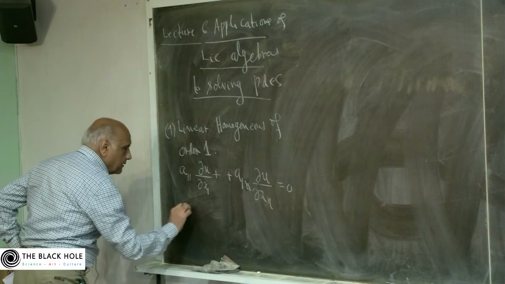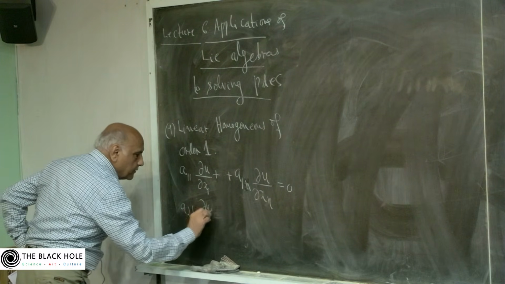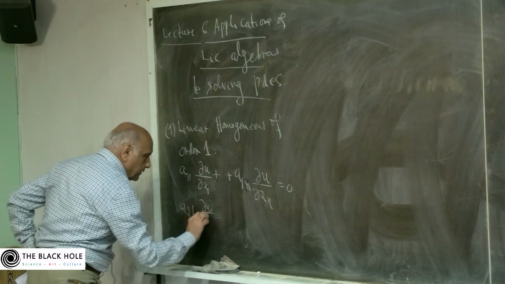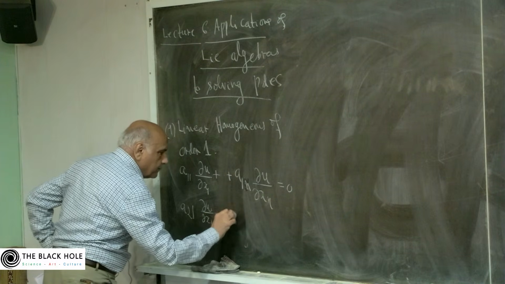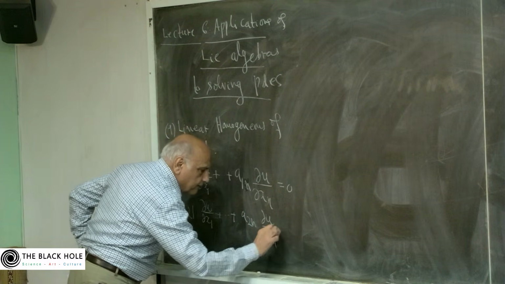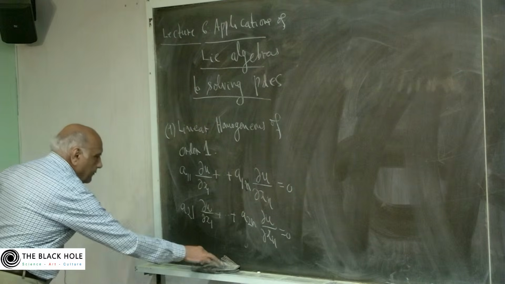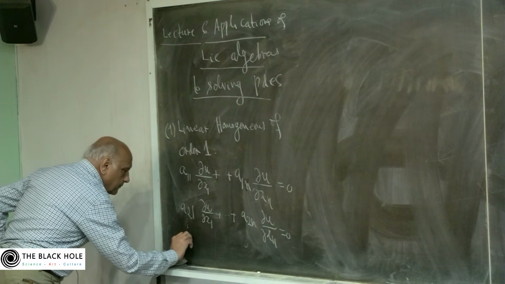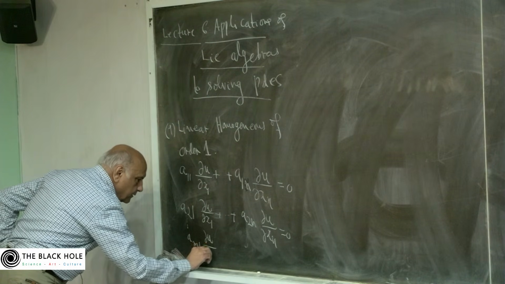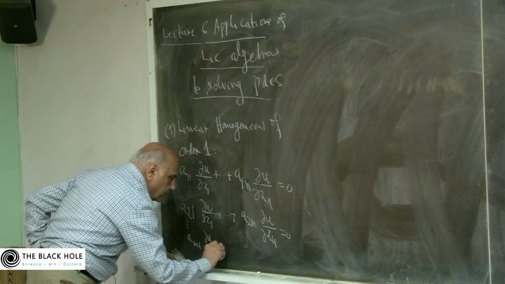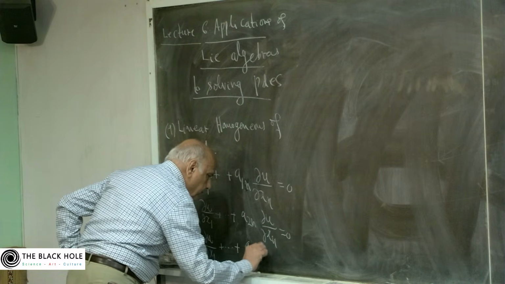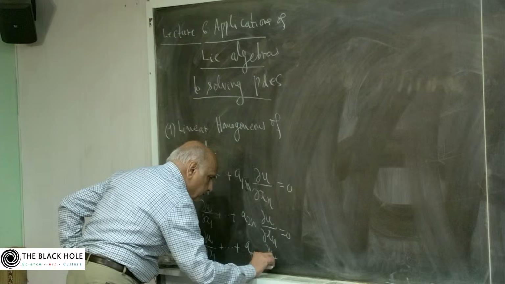Then a21 partial u by partial x1 plus a2n partial u by partial xn is equal to 0, and in general am1 partial u by partial x1 plus amn partial u by partial xn.